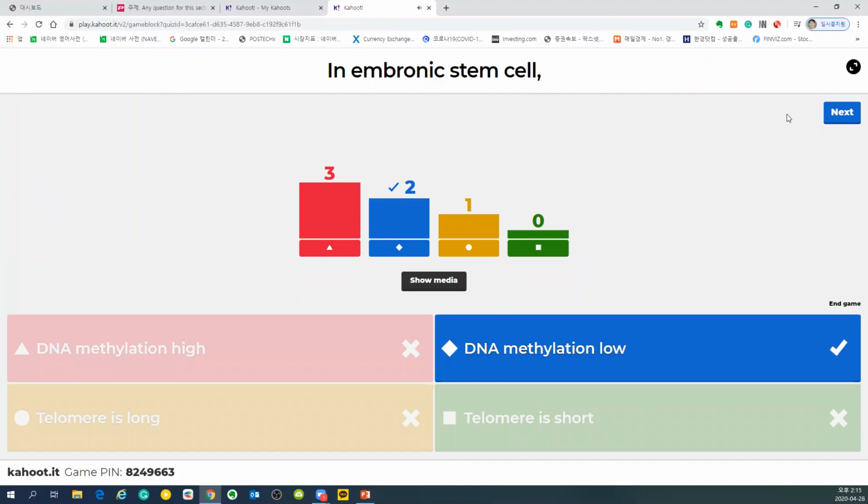Okay, here the answer is two. One is usually the methylation pattern. Methylation is low, and telomere is long. These two are the right answer. And when embryonic stem cells start to differentiate, then they divide into 2 cells and 4 cells. Then DNA methylation slowly goes up, and also the telomere size becomes shorter and shorter.